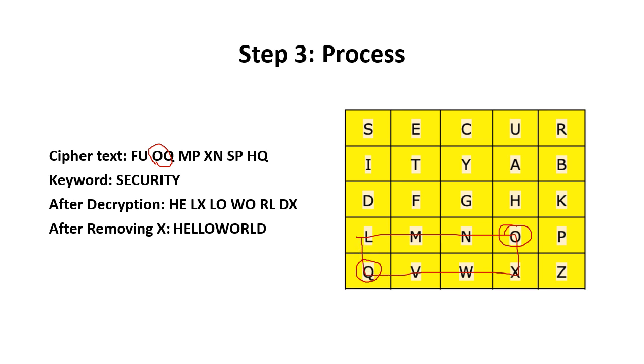We have to find the elements at the corners of the rectangle. What is the first letter here? O. So we consider this first. Instead of O, we write L, and instead of Q, we write X. So here we replace O and Q with L and X, right?